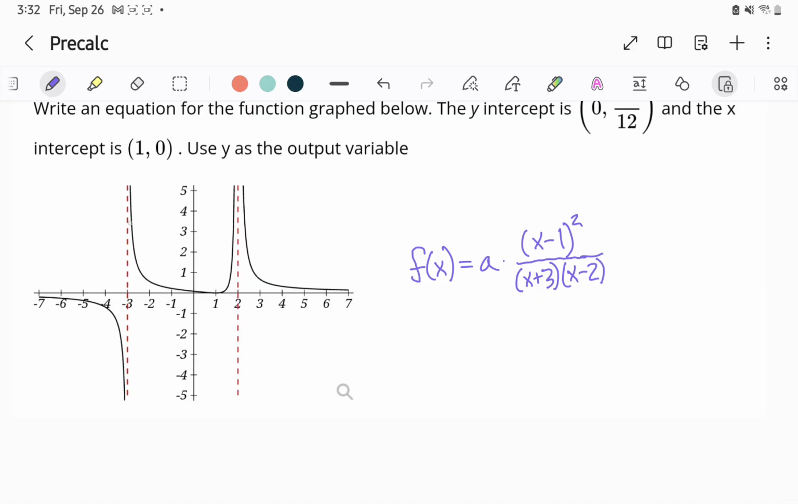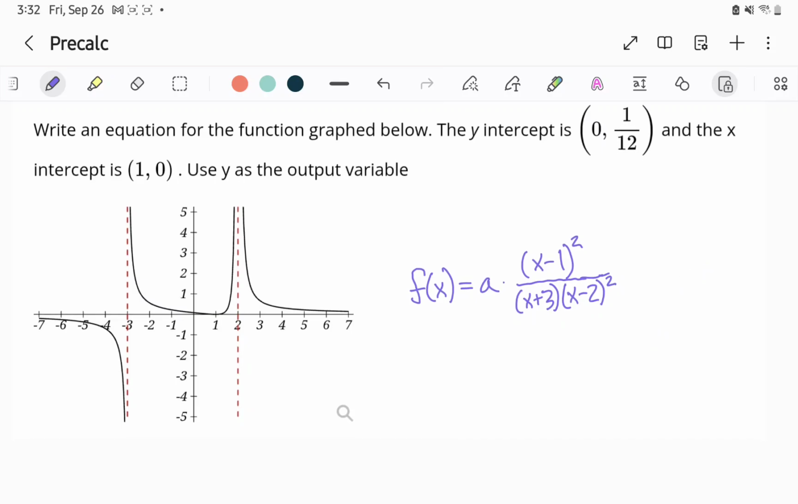And since around the vertical asymptote at x equals -3, the function has opposite behavior, we are going to say that the exponent on that factor is 1. And then since around the vertical asymptote at x equals 2, the function has the same behavior, we are going to say that that factor has an exponent of 2. Okay. So this is what our function from the graph looks like up to solving for a, which is where we're going to use the information about the y-intercept.